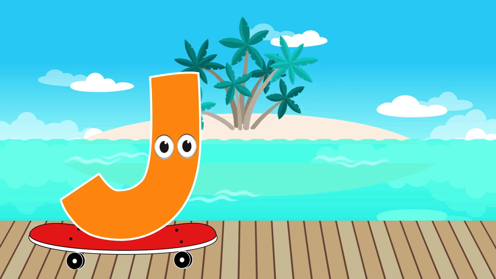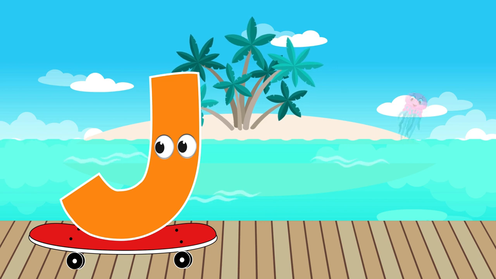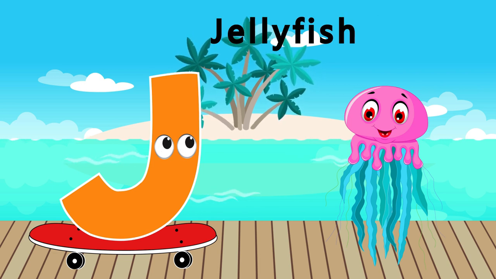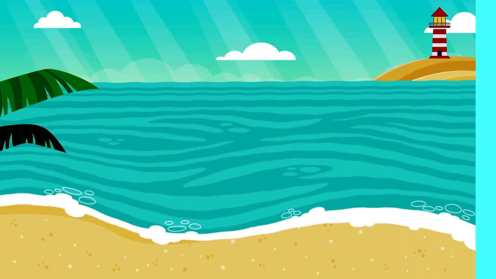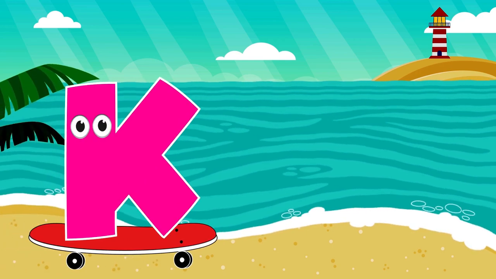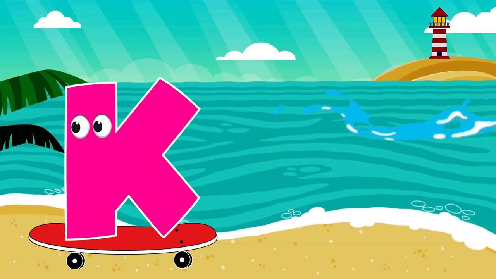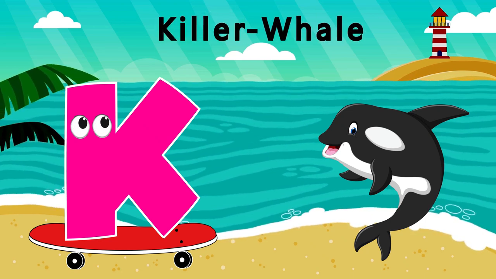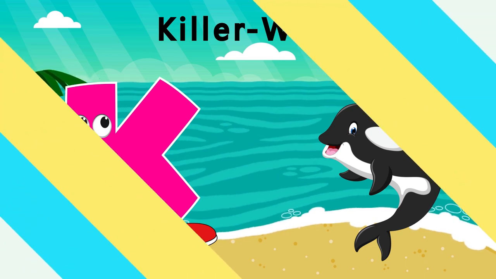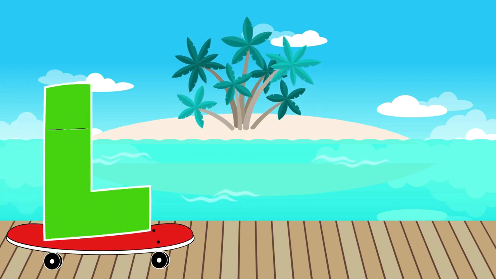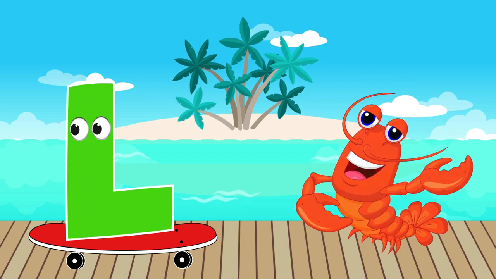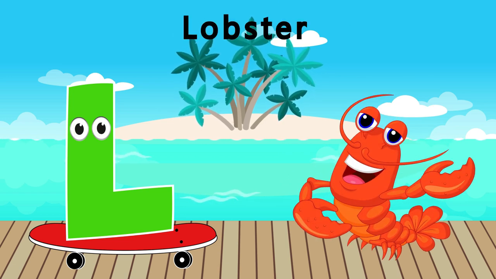J is for Jellyfish. Stinging. Transparent. Tentacles. K is for Killer Whale. Orca. Apex predator. L is for Lobster. Delicious. Shellfish. Claws.